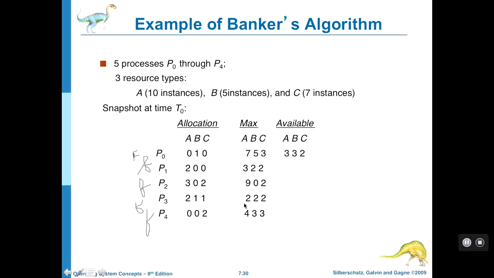Find an i such that need is less than work, and well, the finish is false and need is less than work. So we don't have a need here, right? So we need another thing.